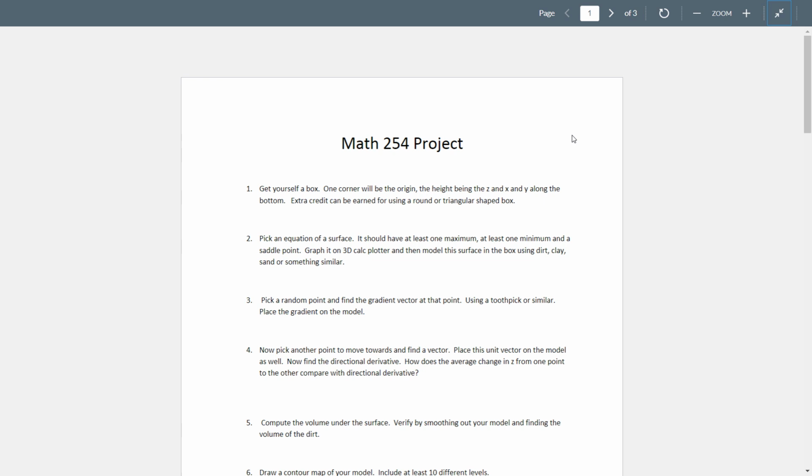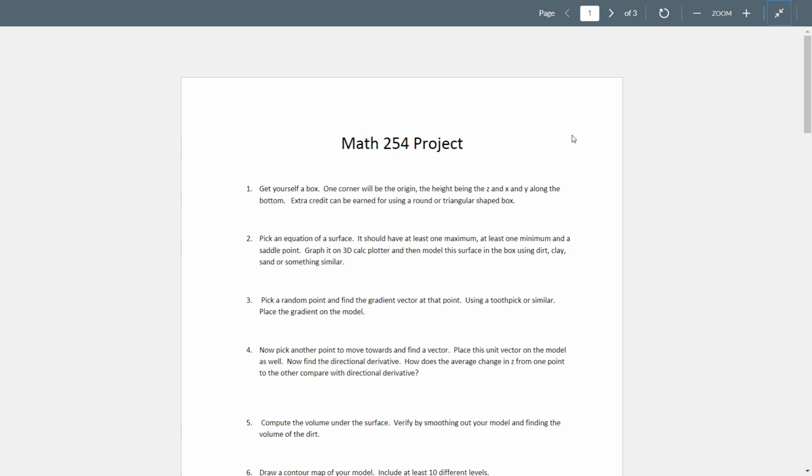Anyway, you're going to graph it on 3D Calculator. You're going to model the surface using clay or dirt or something else. People have used sand. I like sand personally, because it's cheapest. Clay is kind of an expensive way to do it, but whatever, you're going to model the shape in there. You can also use 3D printing if that makes you happy. Lots of ways to do it.